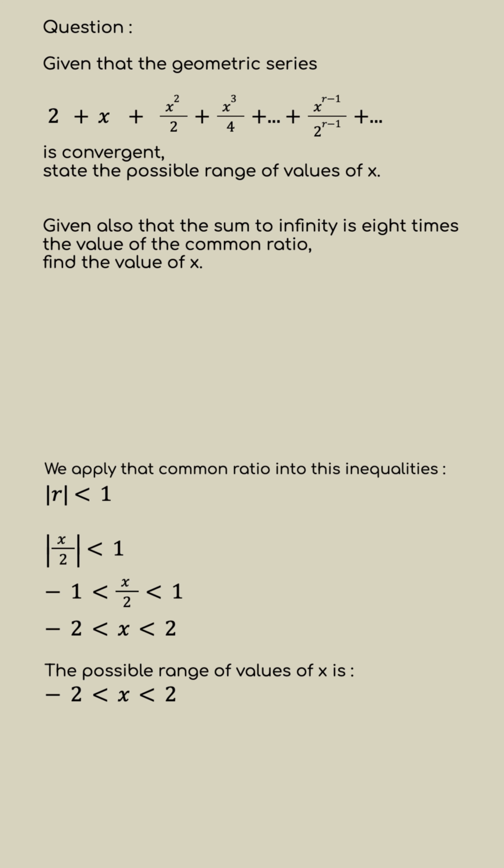We apply that common ratio into this inequality. The absolute value of r is less than 1. The absolute value of x over 2 is less than 1. x over 2 is between -1 and +1. x is between -2 and +2. That is the answer to the first question. The possible range of values of x is between -2 and +2.